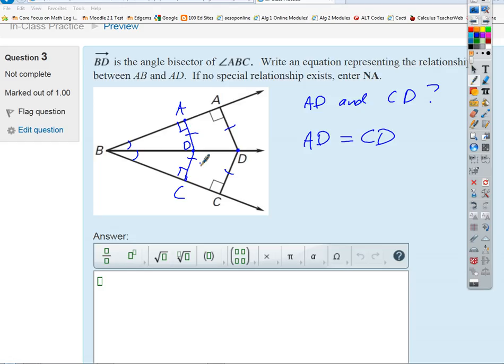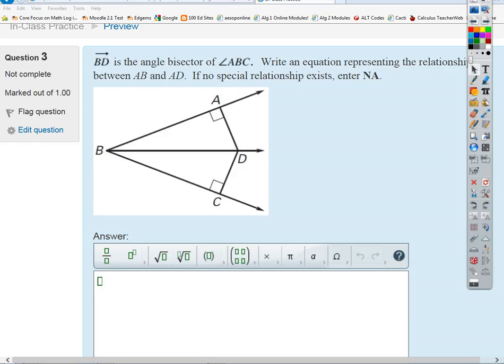What does it say about the length of AB and AD? Well, what do you think? Yeah, there's no relationship there, is there? Right? Okay. Make sense? These are the ones they're asking about right there. AD and CD. Those are the ones that would always be equal with the angle bisector theorem. Okay, moving on.